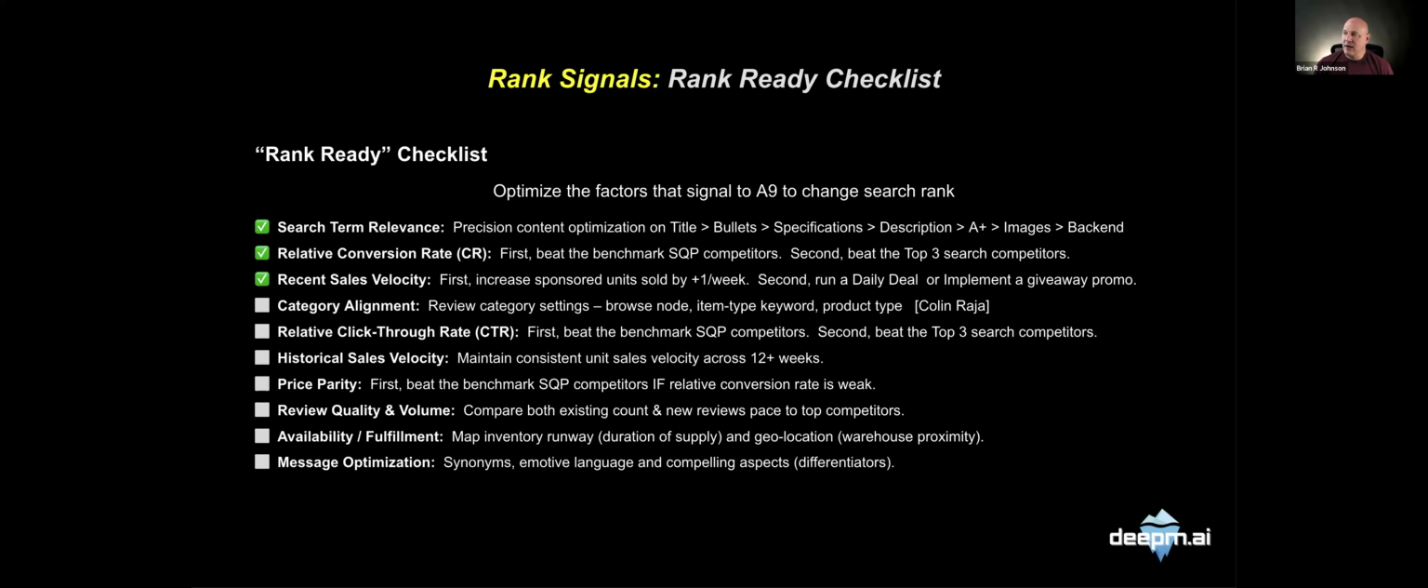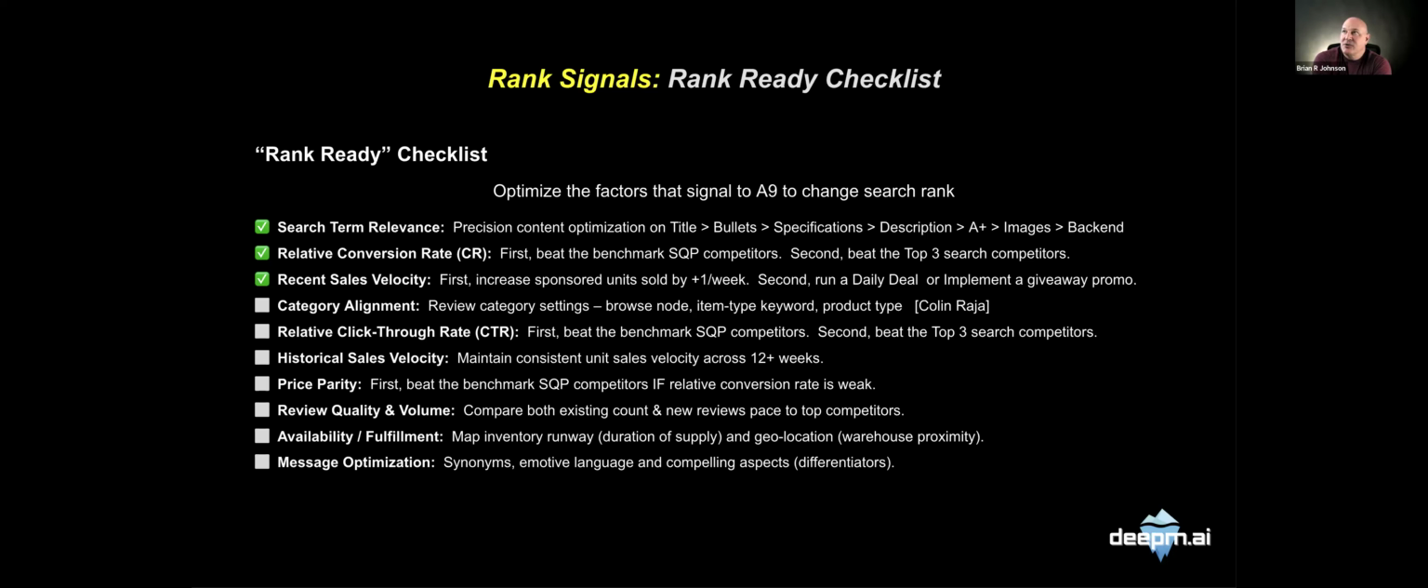Let's see here. Category alignment. I'm definitely not going to go into too much detail on this one. Colin Raja has actually had a number of videos on YouTube and LinkedIn talking about how to assess category alignment. There are a number of settings or category product-to-category assignment fields in Amazon, and they don't always line up with each other. A lot of times they get confused.